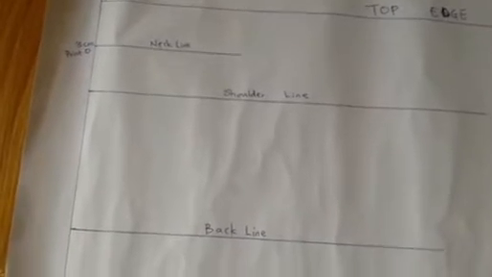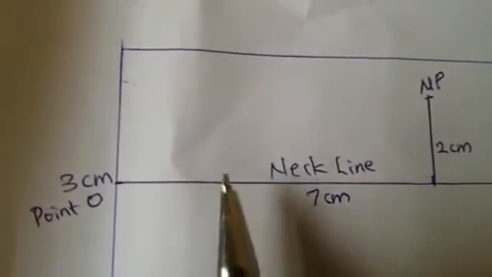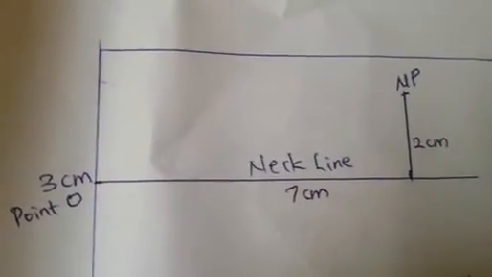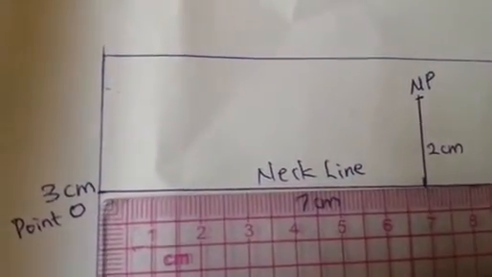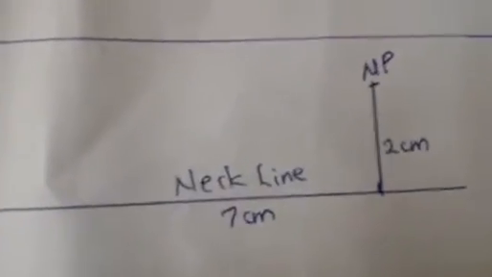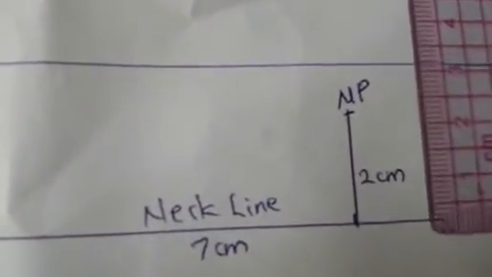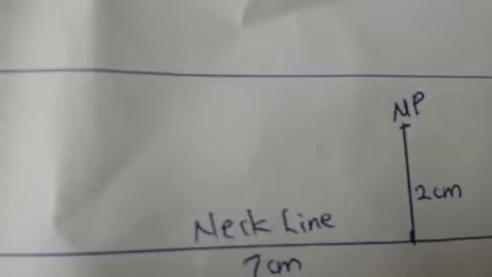So we'll start putting our measurements on each of the lines. So on the neckline, you measure 7 cm, and you mark that. Then from 7 cm you go up by 2 cm here, and you mark that point NP. NP is the neck point.